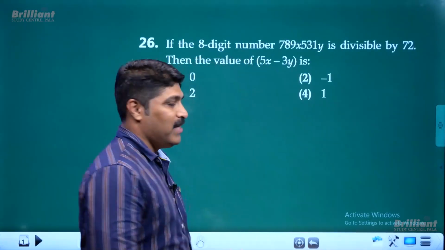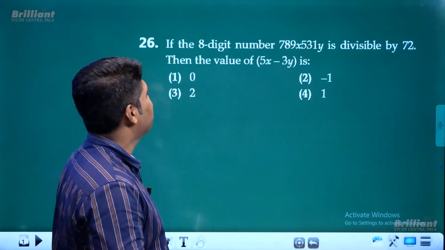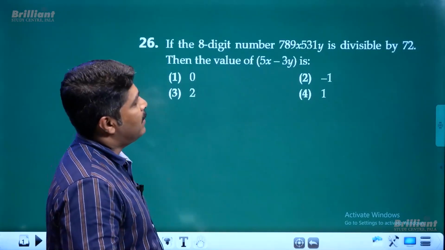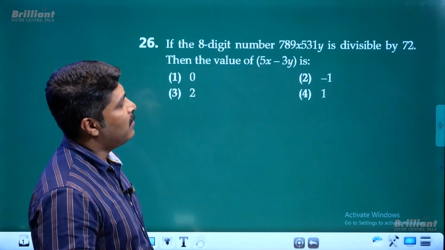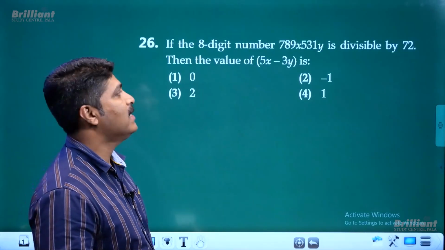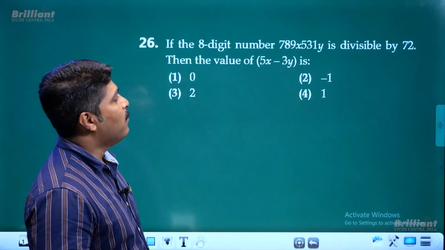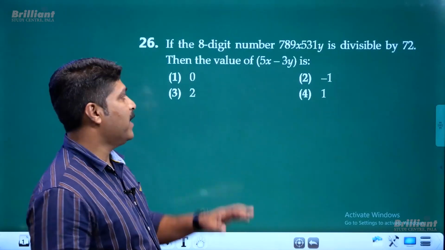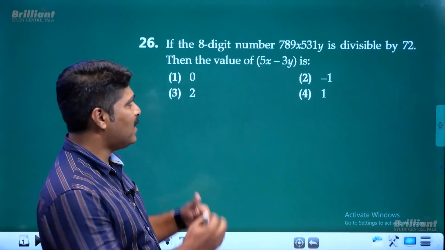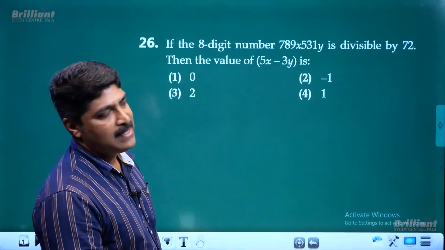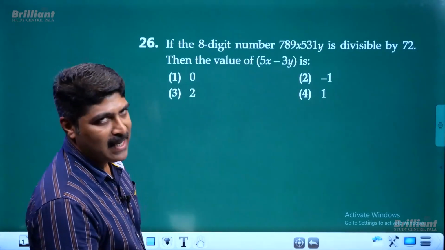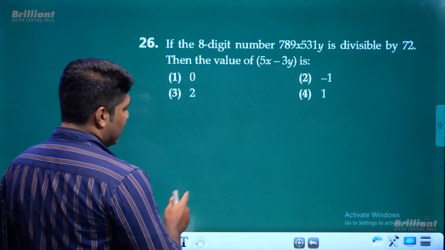So here, the first question is from the topic numbers. If the 8-digit number 789x531y is divisible by 72, then find the value of 5x minus 3y. Here we are going to find out the values of x and y. Then we can apply those values in the expression 5x minus 3y. So how can we find the answer for such a question?